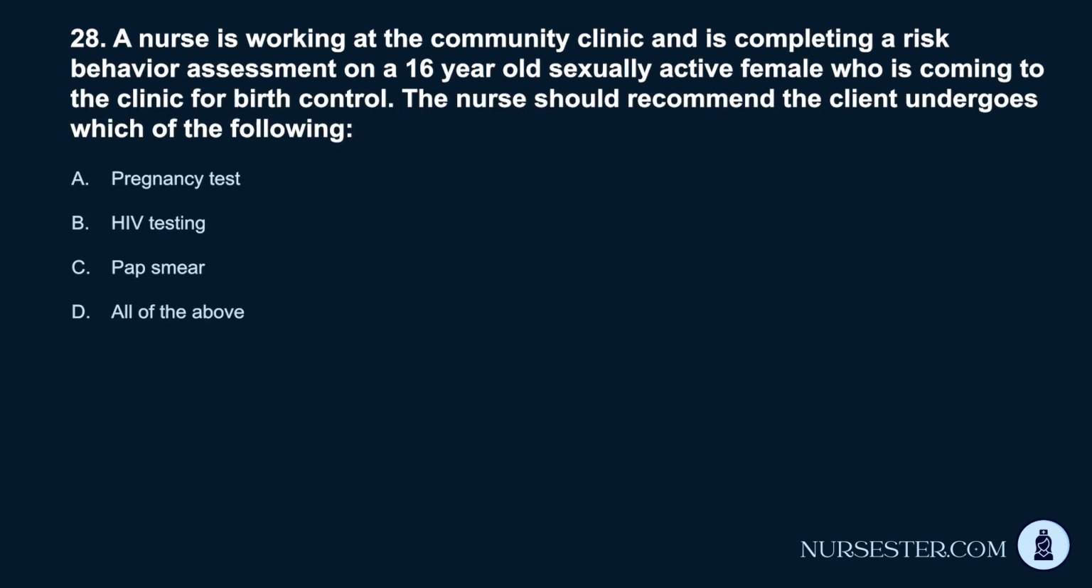28. A nurse is working at the community clinic and is completing a risk behavior assessment on a 16-year-old sexually active female who is coming to the clinic for birth control. The nurse should recommend the client undergoes which of the following? A. Pregnancy test. B. HIV testing. C. Pap smear. D. All of the above. Correct answer: D. All of the above.